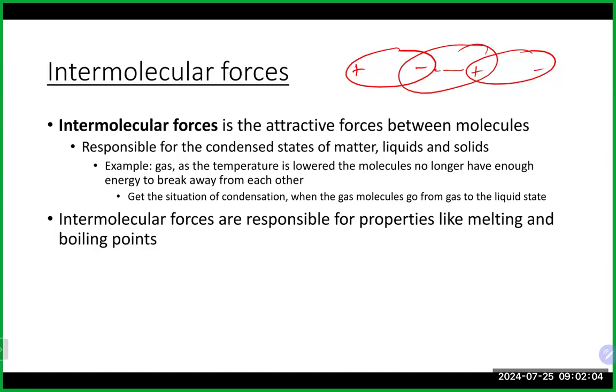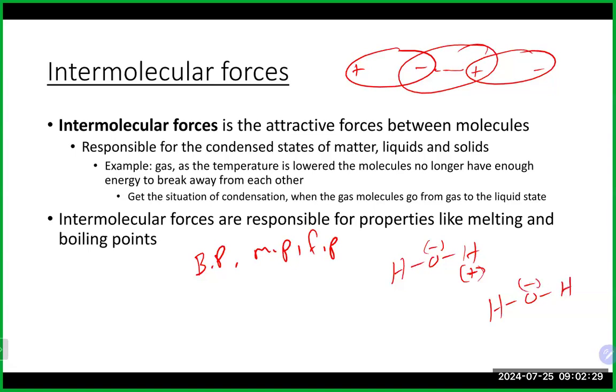The electrostatic attraction is what holds an intermolecular force together. It is responsible for things like boiling points, melting points, freezing points. For example, if you take something like water, it is more negative on the oxygen and more positive on the hydrogen. This would be an intermolecular force when the negative side of one water is attracted to the positive side of another.